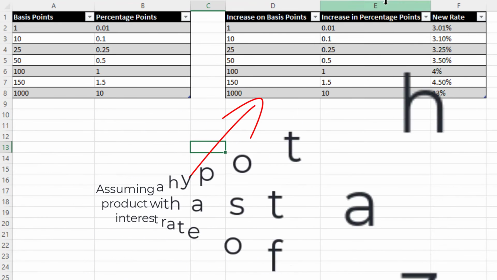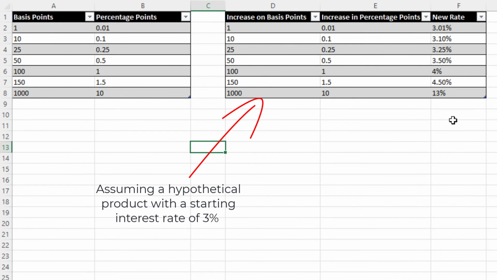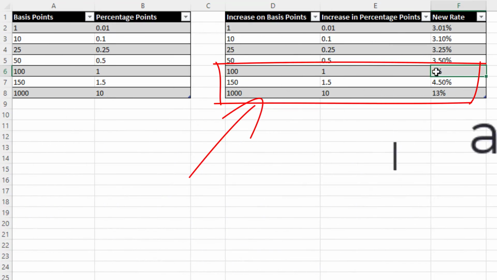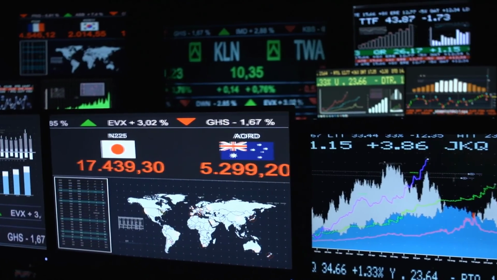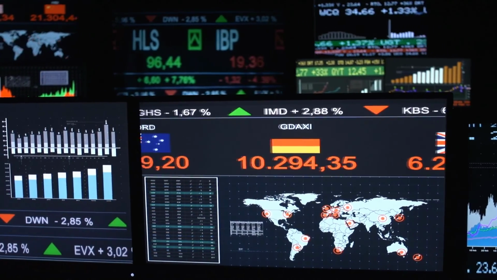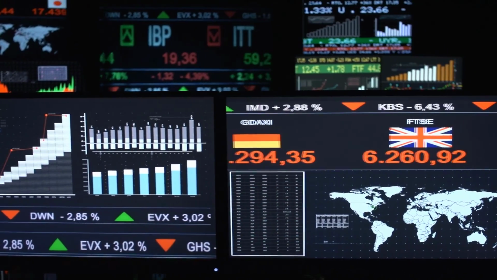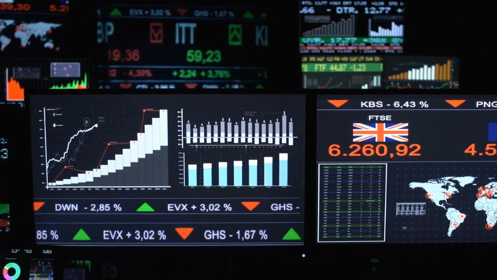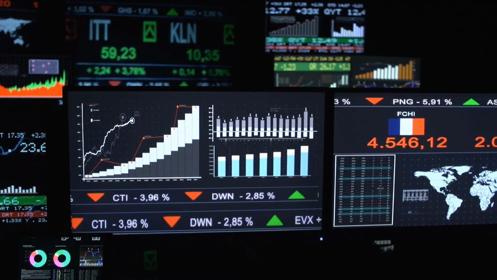Assuming a hypothetical product with a starting interest rate of 3%. If your original 3% goes up by 100 basis points, then it's now 4% and so on. Although this concept is very simple, it can take some time to get yourself used to casually using it in conversation, but practice makes perfect. Just start by quietly converting it in your head each time you see percentages or basis points, and soon enough it'll be second nature.